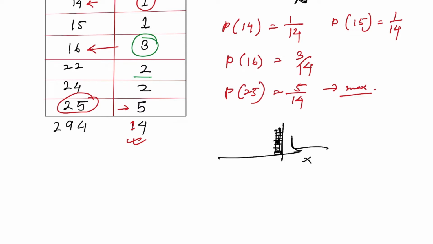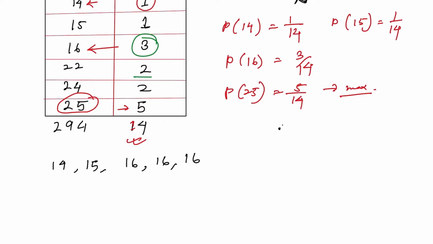Now let us observe one more thing: how to find the average. Before going to find the average, let me find the median. Let me write the ages in ascending order: 14, 1 person; 15, 1 person; 16, 3 persons; 22, 2 members; 24, 2 members; 25, 5 members: 25, 25, 25, 25, and 25.